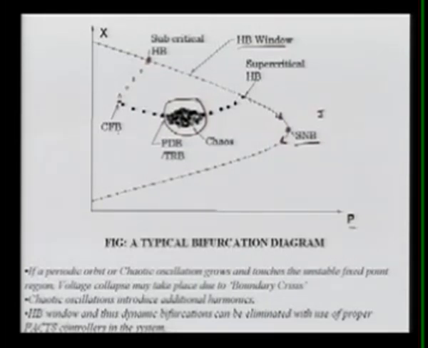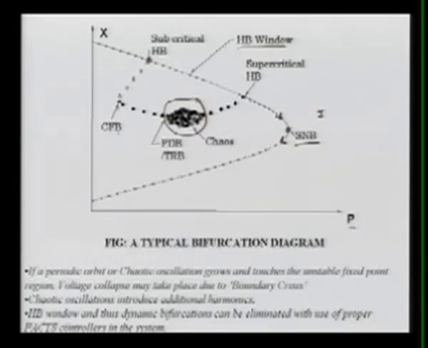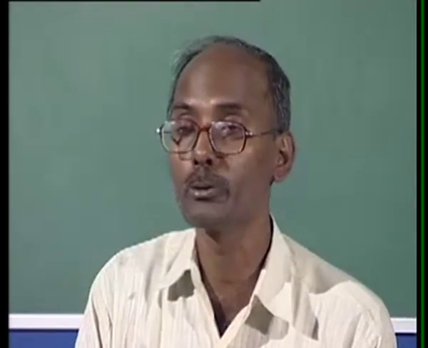So in this I want to say that if a periodic orbit or chaotic oscillation grows here and touches the unstable fixed point here in this region, then voltage collapse may take place due to the boundary crisis. The chaotic oscillations introduce additional harmonics into the system, that is not desirable. This Hopf bifurcation window and thus dynamic bifurcation can be eliminated with use of a proper FACTS controller in the system. Means we can eliminate even this Hopf bifurcation at all by using the FACTS controllers, and we will see the application of static VAR compensator, how it can improve your dynamic stability.